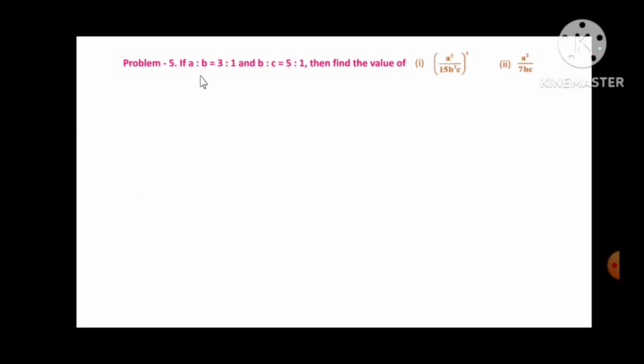Problem number 5. If a is to b is equal to 3 is to 1 and b is to c is equal to 5 is to 1, then find the values of a square upon 15 b square c, bracket is to square, and a square upon 7bc.